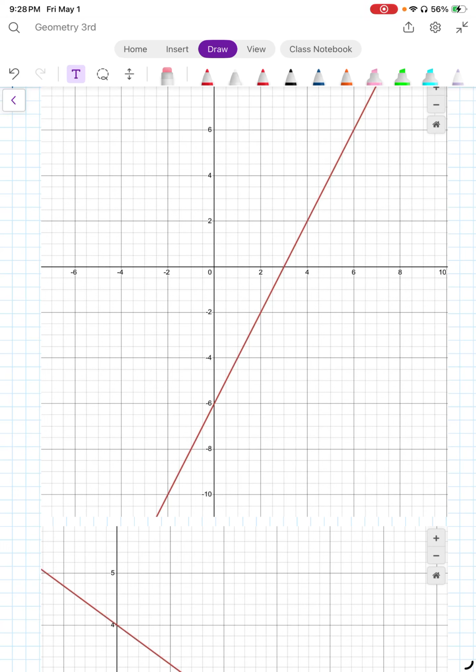Simply identifying some basic parts of graphs. Now here we have what's called a linear graph. Anytime you have a linear graph, it's going to look like a straight line. Now some parts that we need to identify, the intercepts.